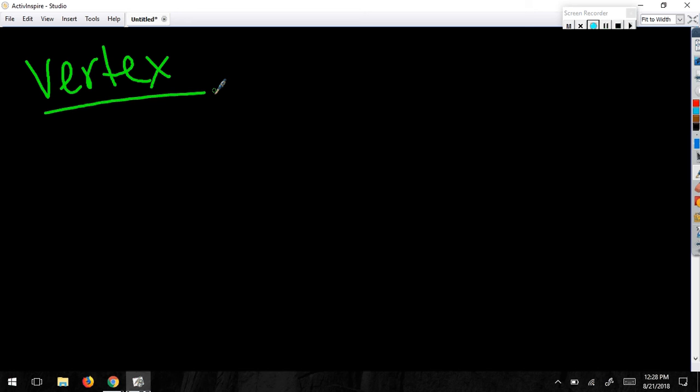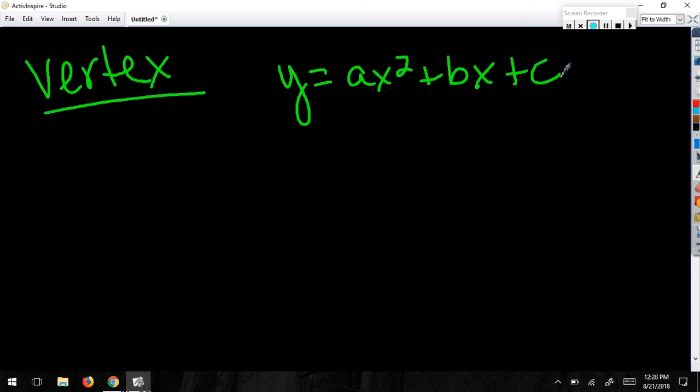All right, so we've got this equation, ax squared plus bx plus c. To find that vertex, the first thing we're going to do is find the x part.